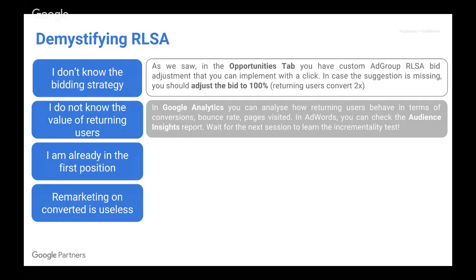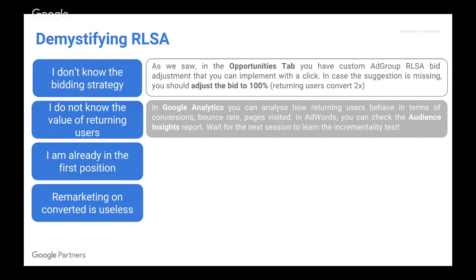What is really nice is that we have a test that we can do to, for example, test different bid adjustments or test a 0% bid adjustment on all your users versus 100%, for example. This is called incrementality testing with Analytics cookie split, and I'm gonna walk you through this in the next advanced session, so next week. So make sure you attend if you wanna know more about this.